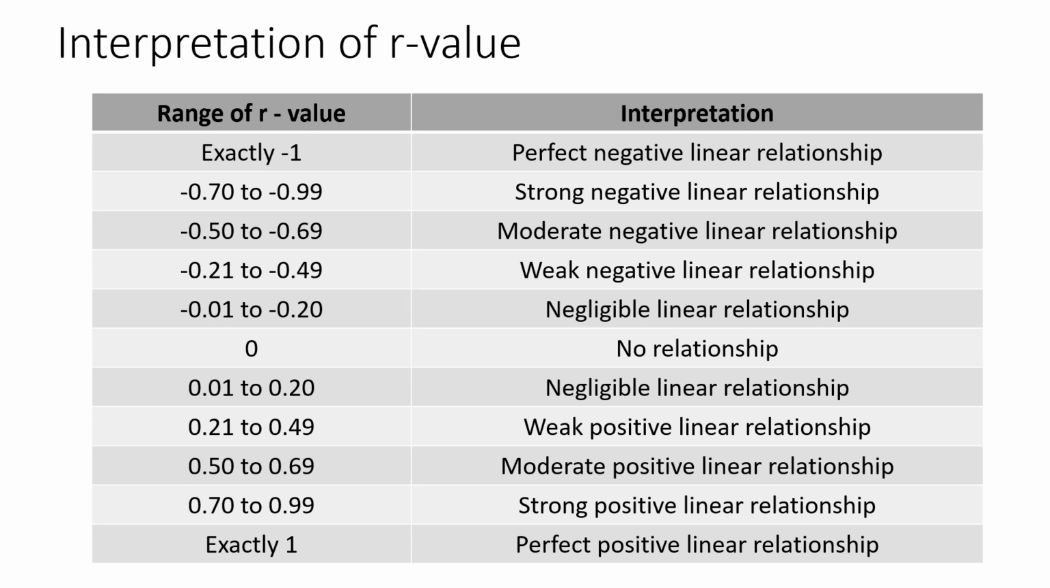From 0.21 to 0.49, that would be a weak positive linear relationship. 0.5 to 0.69 would be a moderate positive relationship. And from 0.7 to 0.99, that would be a strong positive linear relationship. And if it is exactly 1, then that would be a perfect positive linear relationship.